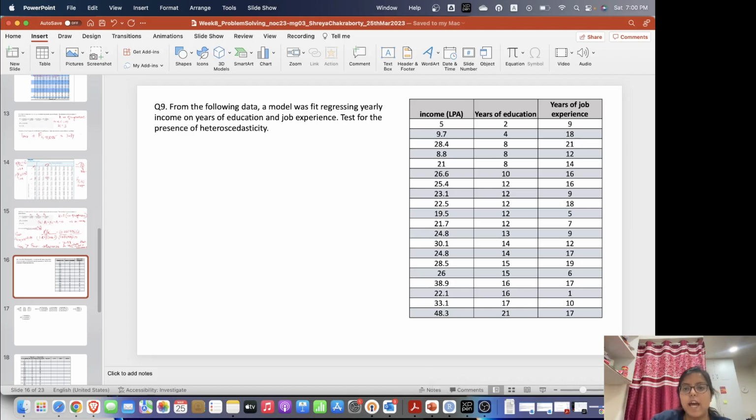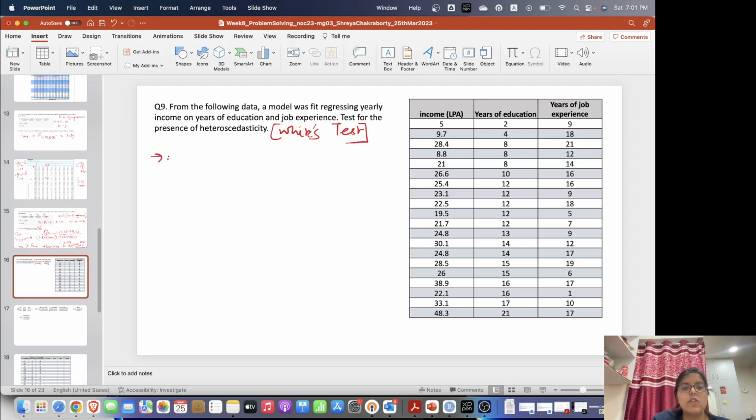So we have been given some income data and possibly two regressors or predictors of a person's income. So how many data points do we have? First we are going to check, and then we have to test for the presence of heteroscedasticity. For this we are going to use whatever we have learned, that is White's test.